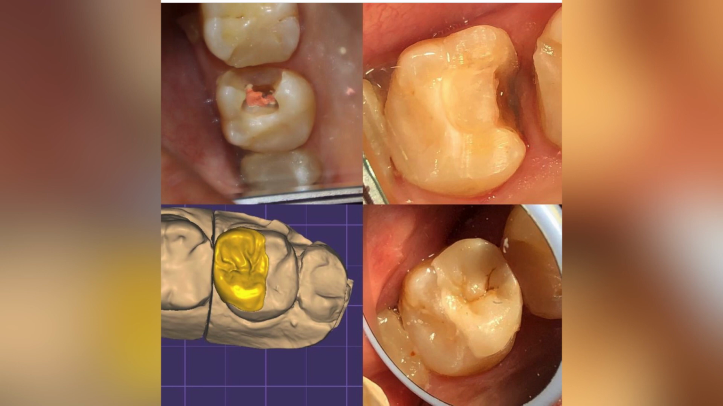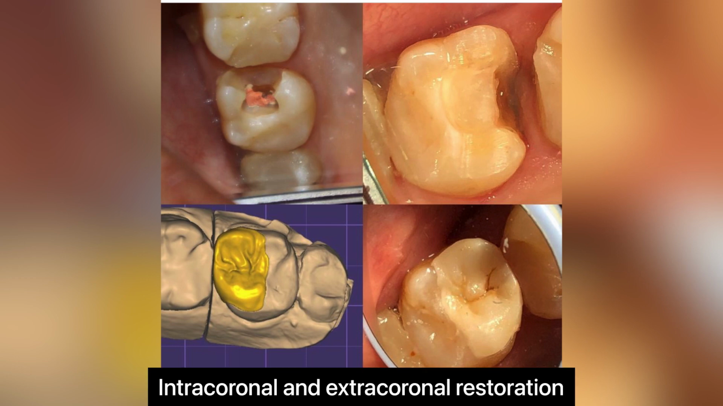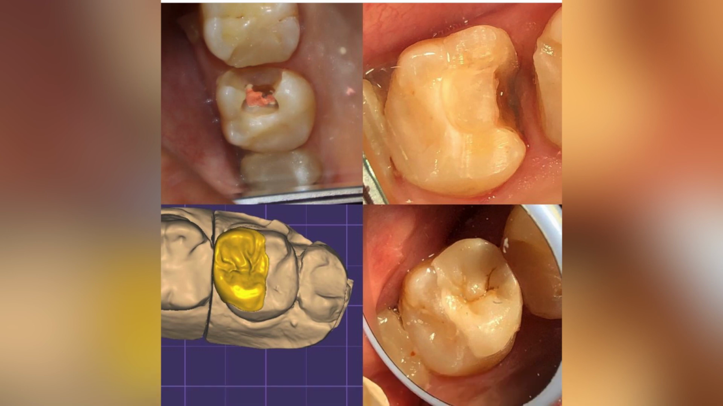Inlay is an intracoronal restoration, that is within the tooth structure. Now we'll explain intracoronal and extracoronal restorations. Intracoronal means the restoration resides within the tooth. It doesn't cap the cusp and doesn't cover the tooth structure. But in extracoronal, we take an impression and fabricate it outside the mouth, and it covers all the cusps. Ceramic only is the classic example.